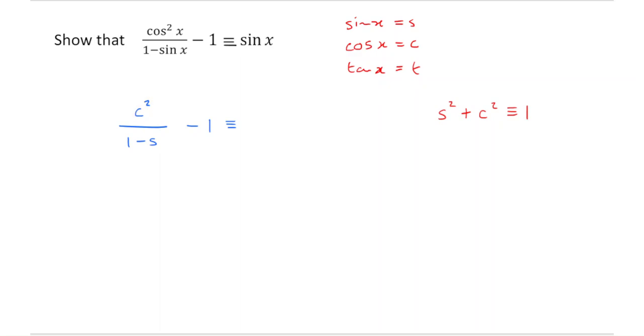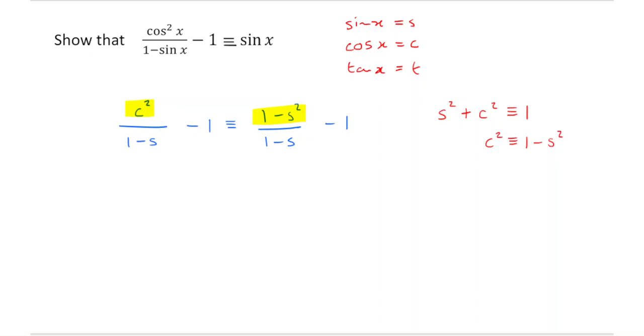So why don't we rearrange our identity to get cos squared is equal to 1 minus sine squared? And if that's the case, then we can replace the cos squared here with 1 minus sine squared over 1 minus sine minus 1. Okay, so just to recap, what have I done? I've replaced the cos squared there with 1 minus sine squared.